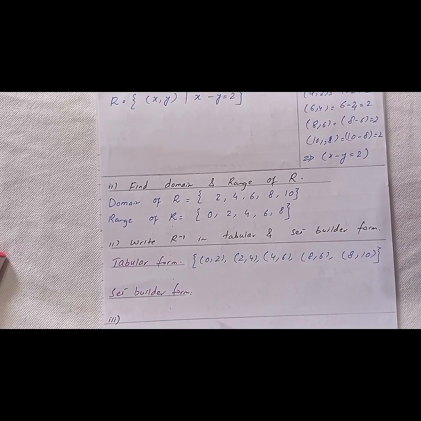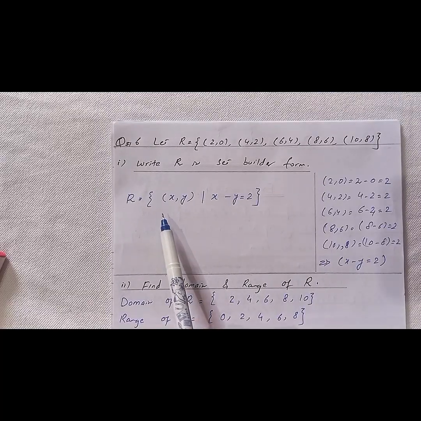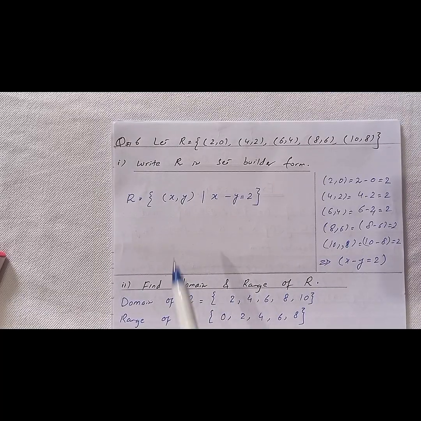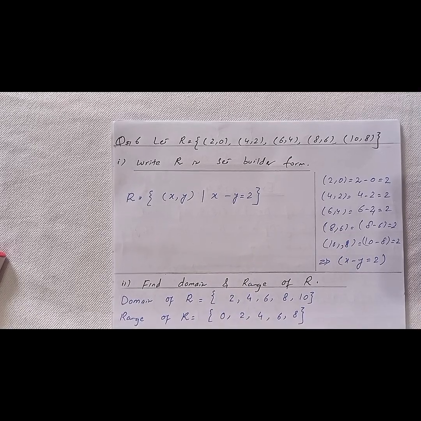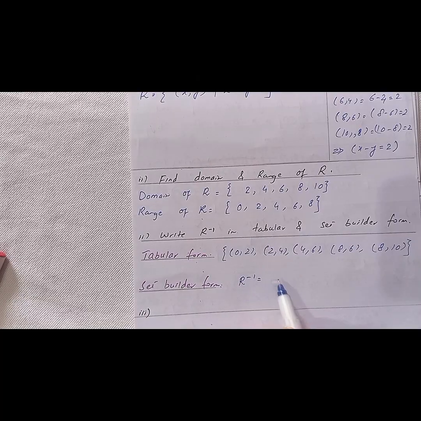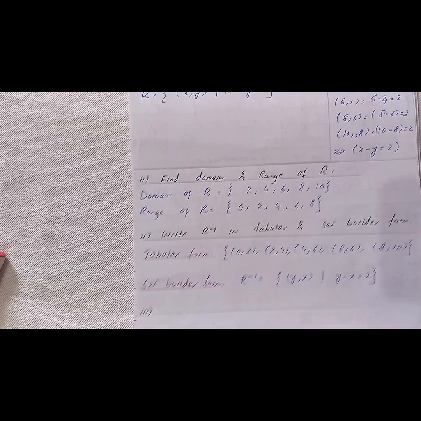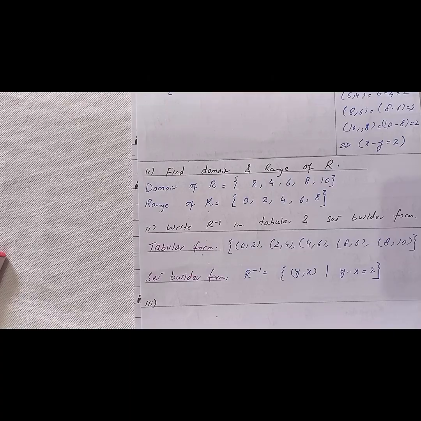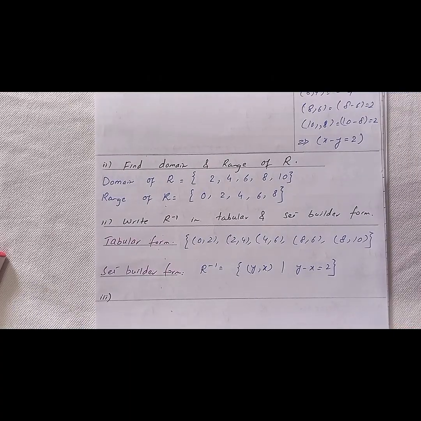And in set builder form, how do we write R inverse? Here the set builder form of R is given. So for R inverse we have to interchange the variables x and y. So we write R inverse in set builder form as (y, x) such that y minus x equals 2. So this is the representation of R inverse in tabular and set builder form.